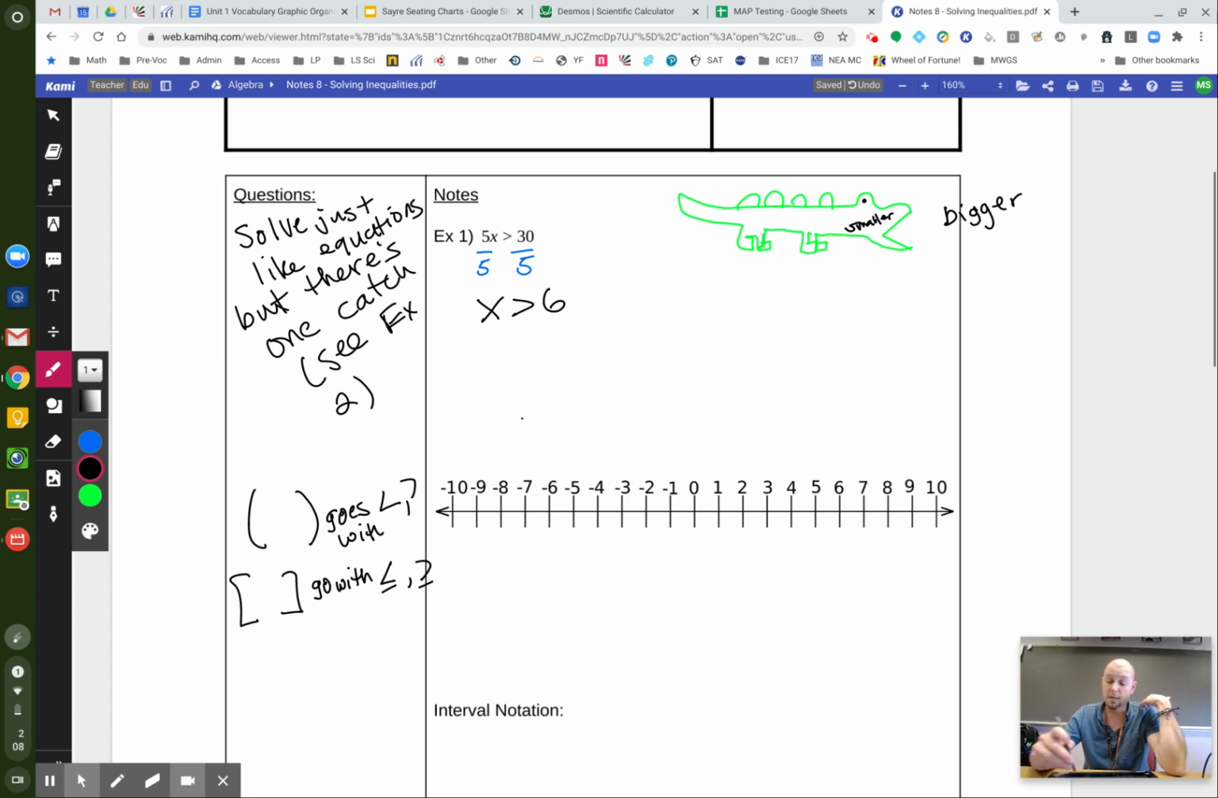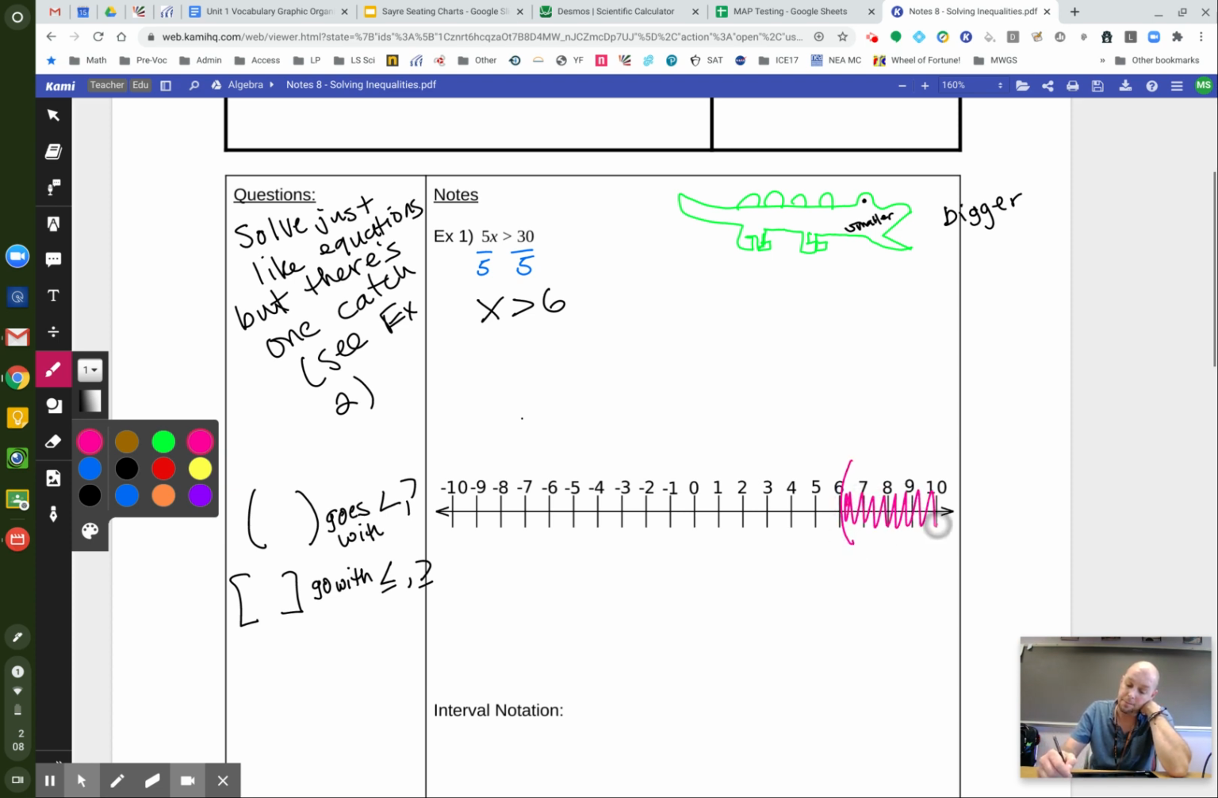Now I'm going to go to 6, right here. I look and ask, am I looking for the numbers bigger than 6 or smaller than 6? Since the alligator's mouth is open towards the x, that means the x needs to be bigger, which goes this way. So I'm going to open up my parenthesis here at 6, and then I'm going to go to the right. Hope that makes sense. Those are all the numbers bigger than 6, so I could pick any number out here. I could pick 9. Is 9 bigger than 6? Yes, it is.